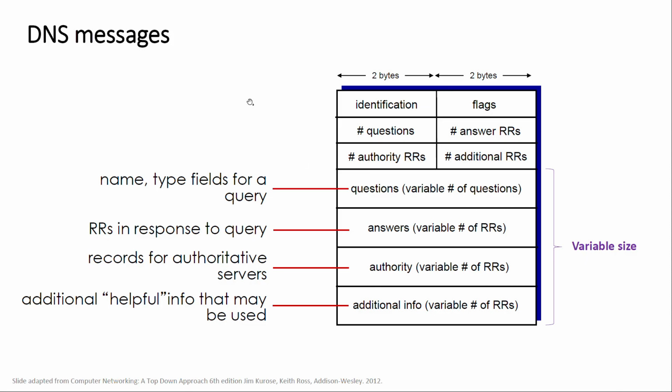It is important, because if the size is really big, then it might be used for denial of service attacks and so on. So these fields are for name, type is for query, RRs in response to query, records for authoritative service, and additional helpful info that may be used are stored here.